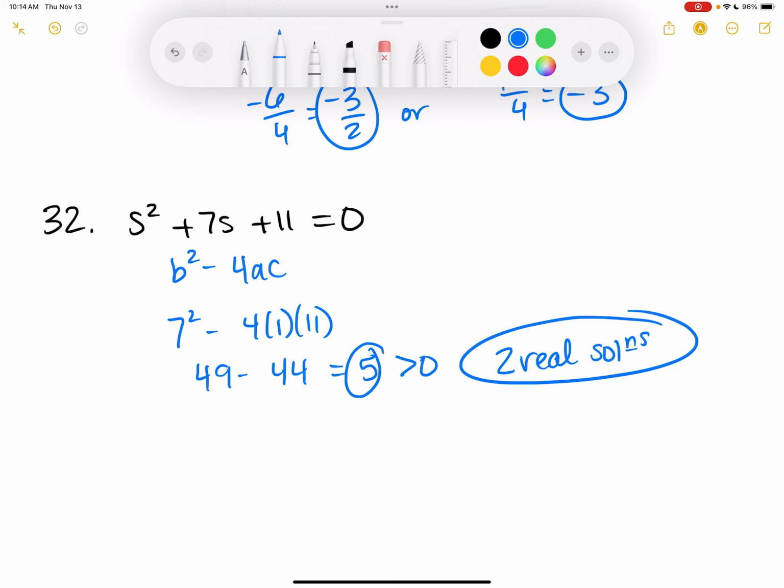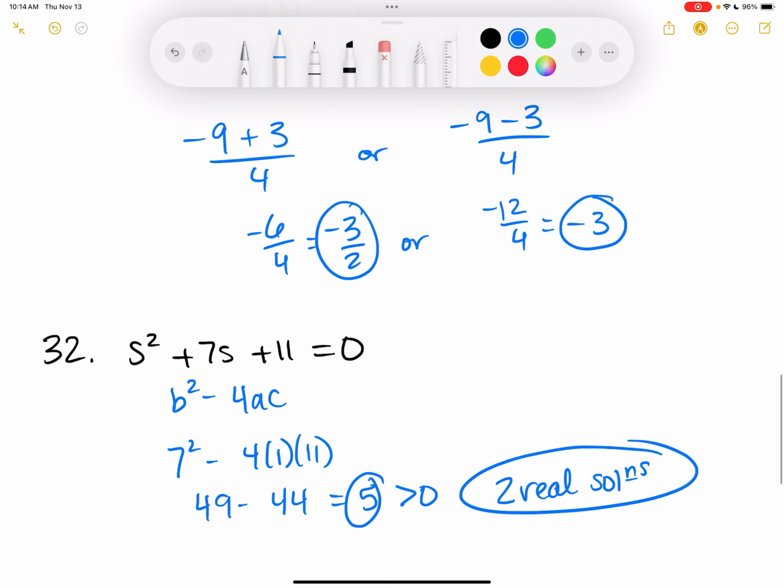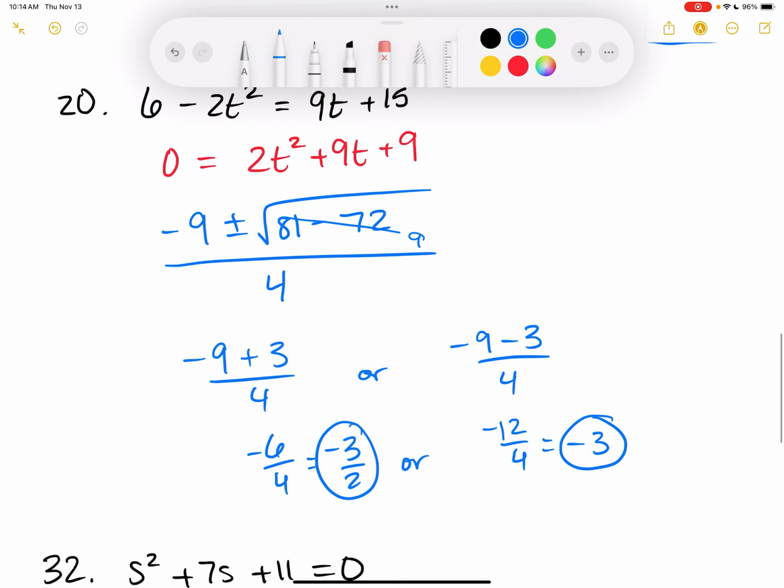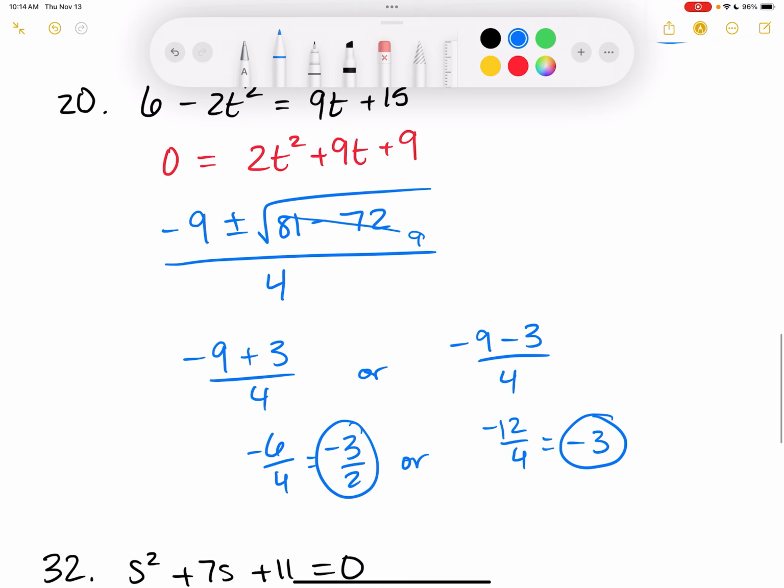Those 2 things are what I'm looking for your answer to be completely correct on a quiz or test. I'm looking for the value of the discriminant and then how many solutions it would have. You can check using this method. Up here, if we did it, we would have seen that we'd have 2 real solutions with this one, and that's what we ended up with.